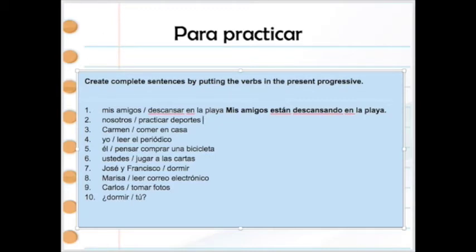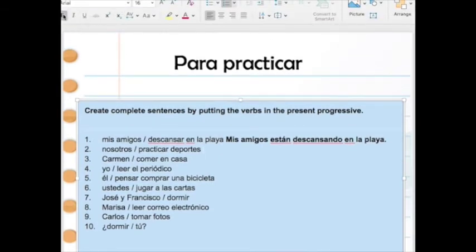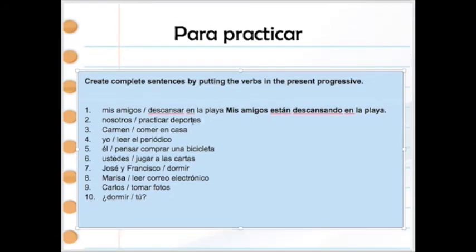Let's make this bold again. Nosotros is my subject. Estamos, right? Because when we have nosotros, we use the longest verb as well. So nosotros estamos practicando deportes. Deportes son sports, ¿verdad? So están practicando deportes. They are practicing sports. Okay.